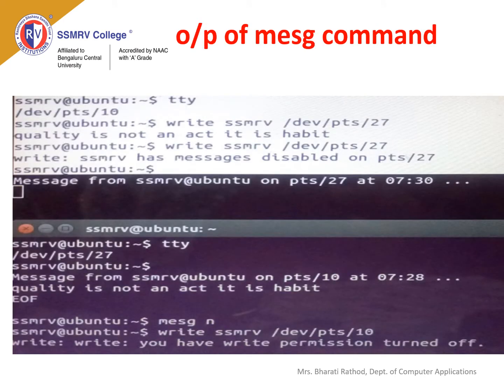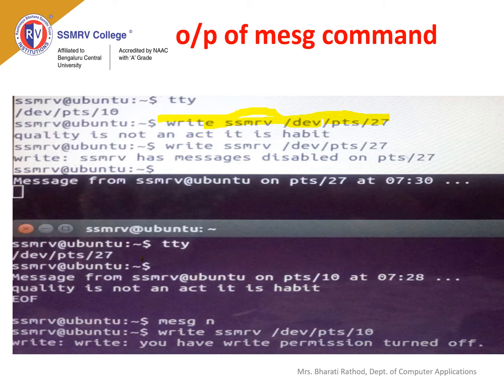Output of the message command. We have two terminals, terminal file name 10 and terminal file name 27. Now write a message on terminal 10 by using the write command, write username and terminal. Quality is not an act, it is a habit. So that is my message to send to the other terminal.